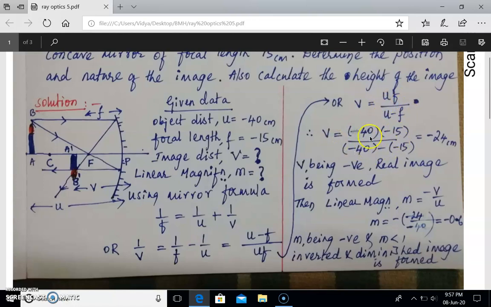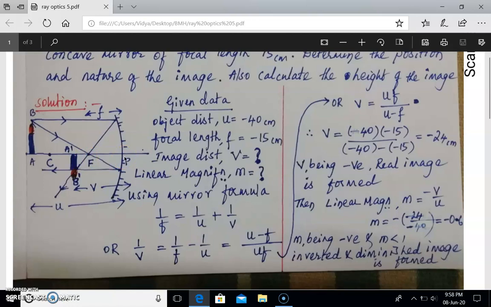Substituting the values for U and F to calculate V, that is image distance, U is minus 40, F is minus 15. If we simplify this, it amounts to be minus 24 centimeter. In other words, the image A dash B dash is formed in front of the concave mirror at a distance of 24 centimeter from the pole of the mirror.